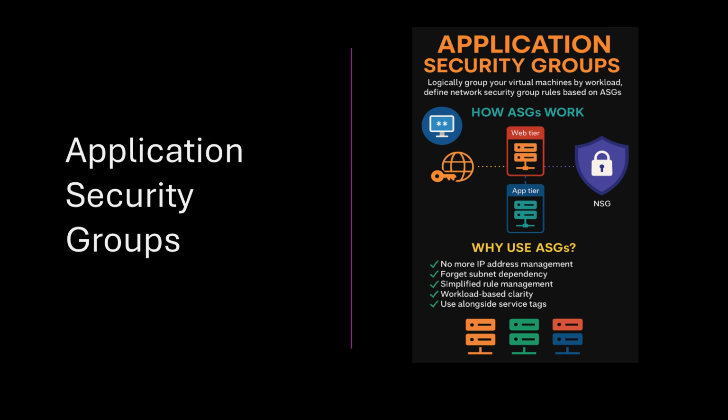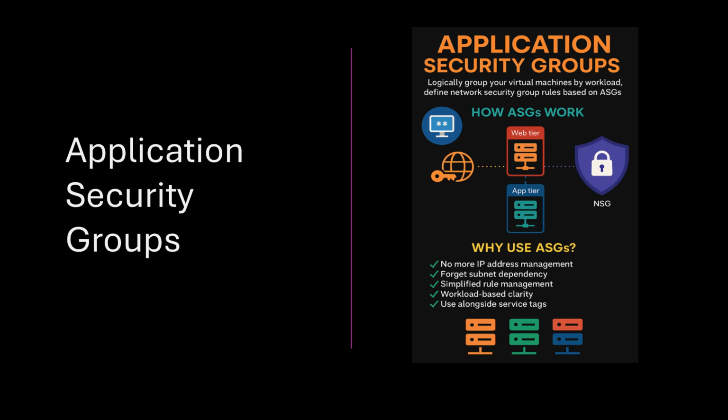From there, you'd create a network security group and define your rules. First, you'd allow traffic from the internet to the web ASG on ports 80 and 443, using a rule with priority 100 to make sure it takes precedence. Then, you'd allow traffic from the web ASG to the app ASG on port 1433 for SQL access with a rule set at priority 110.